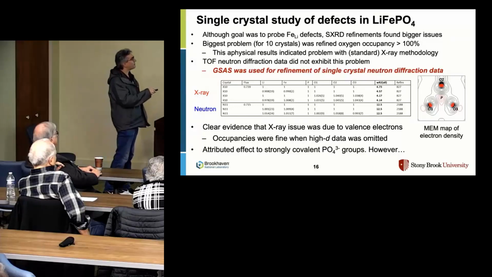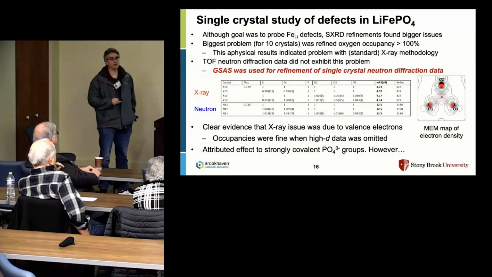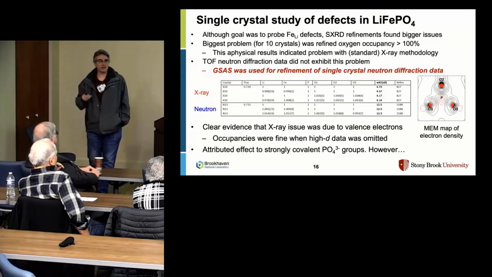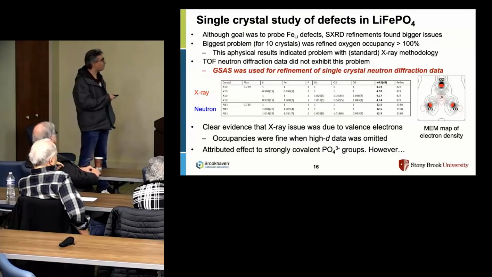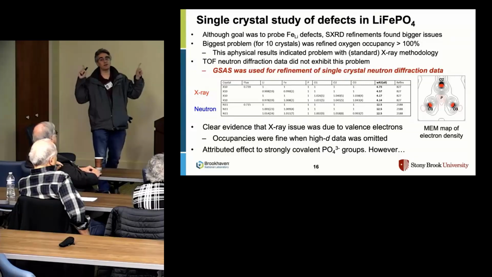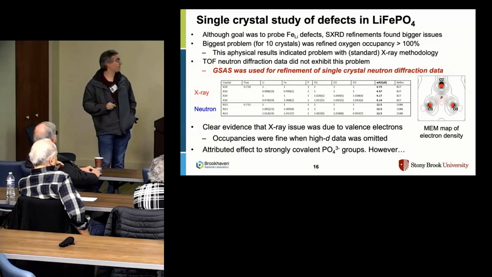where we got about 3% excess oxygen on the oxygen sites in our refinements, which is completely unphysical, no way to put it in, no way to get a chlorine on the oxygen site. So this is telling us we have a more fundamental problem, which did not occur in the neutron data. So by comparing X-ray to neutron, we're able to see that this is a form factor problem.